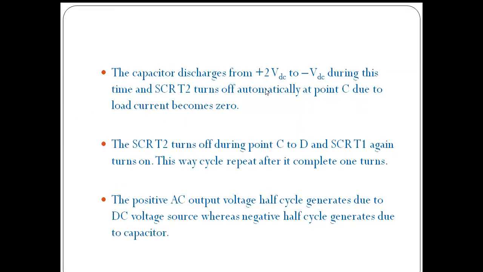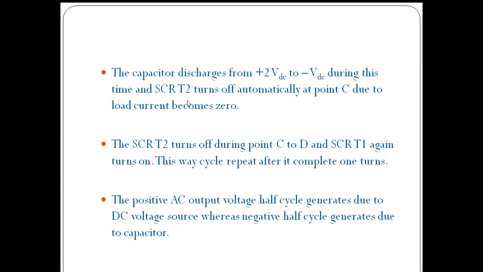The capacitor discharges during this mode, during the negative half cycle of current, the capacitor is discharging from plus 2VDC to minus VDC. During this time, the SCR T2 turns off automatically at point C due to load current becoming zero. So when the current becomes zero due to natural commutation, the thyristor T2 will turn off.